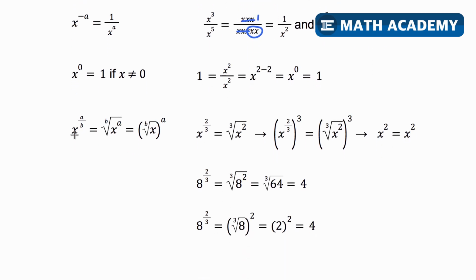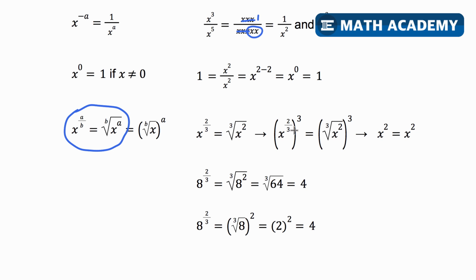The last rule is x to the a over b, and this is called a rational exponent when you have a fraction as an exponent. So x to the a over b equals the b root of x to the power of a, or we could say it's the b root of x all raised to the power of a. Here's an example that shows why that's the case. So let's say we have x to the 2 over 3 is going to be equal to the third root of x squared. That's using these two expressions and saying that they're equal to each other. So how can I show that that's going to be true?